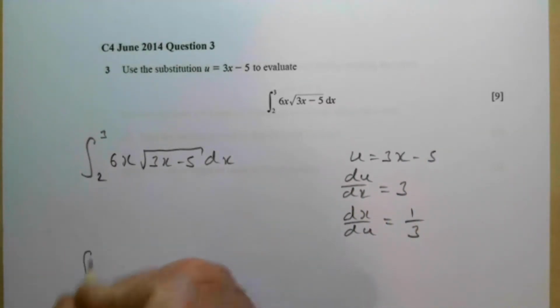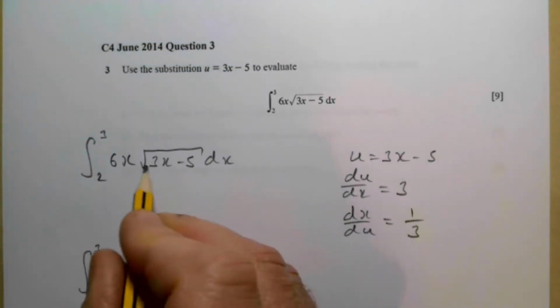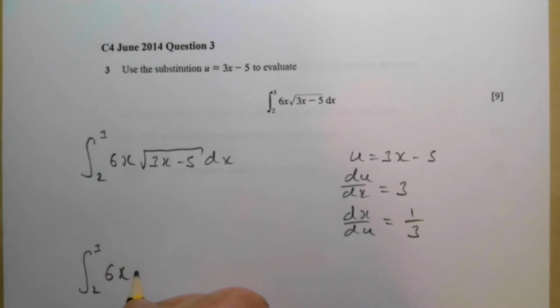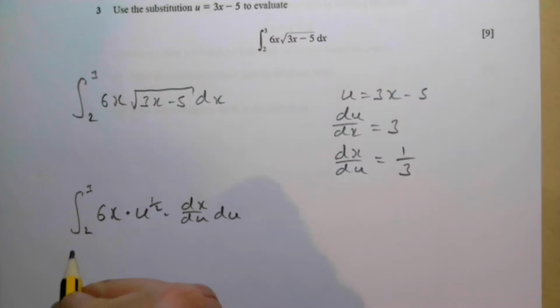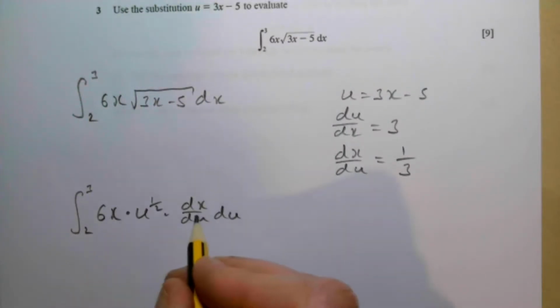Anyway, integral between 3 and 2 of 6x, and then I'm going to change the square root to the power of a half. I hope you're okay with that. u to the power of a half, dx by du. So let me see where we're going to go then with this.